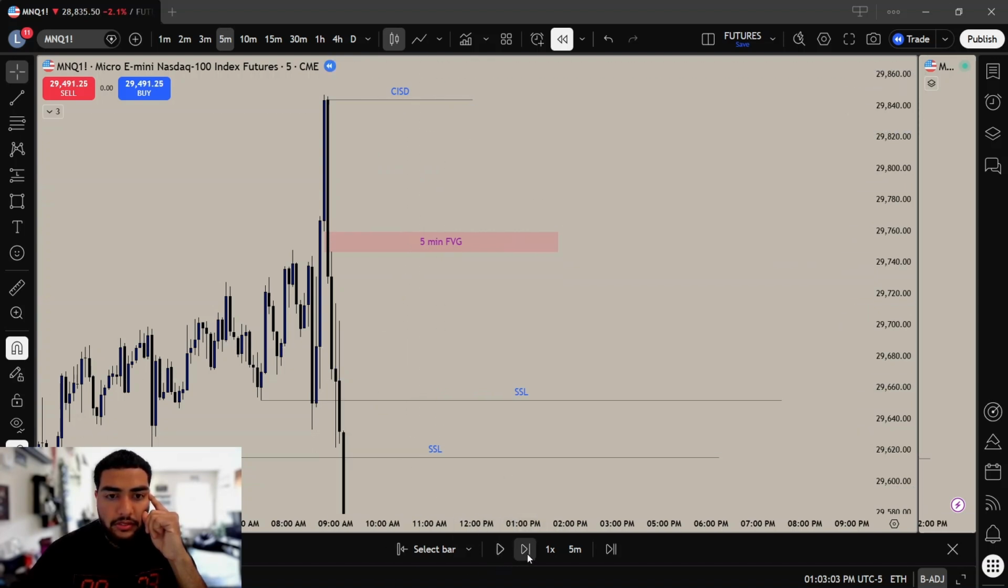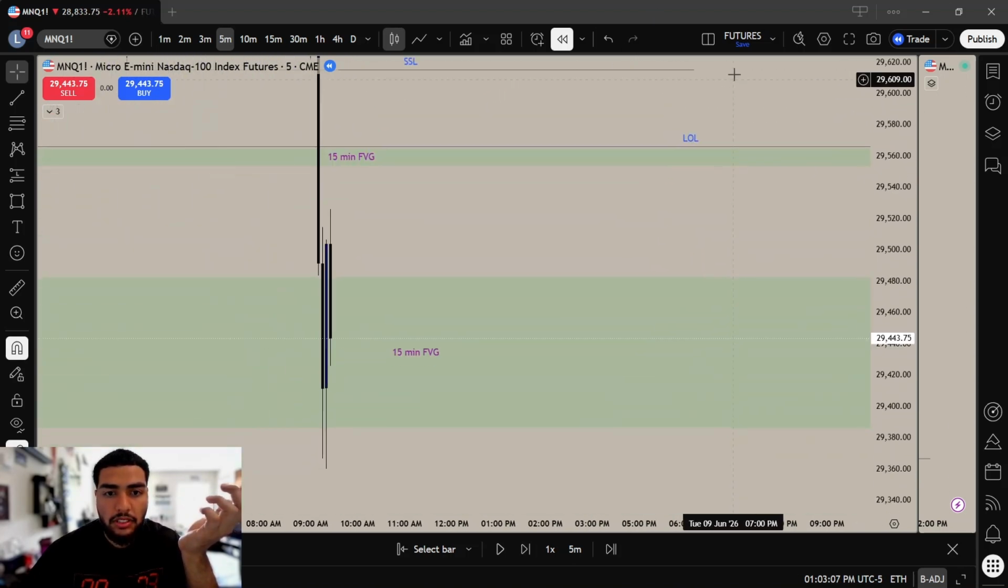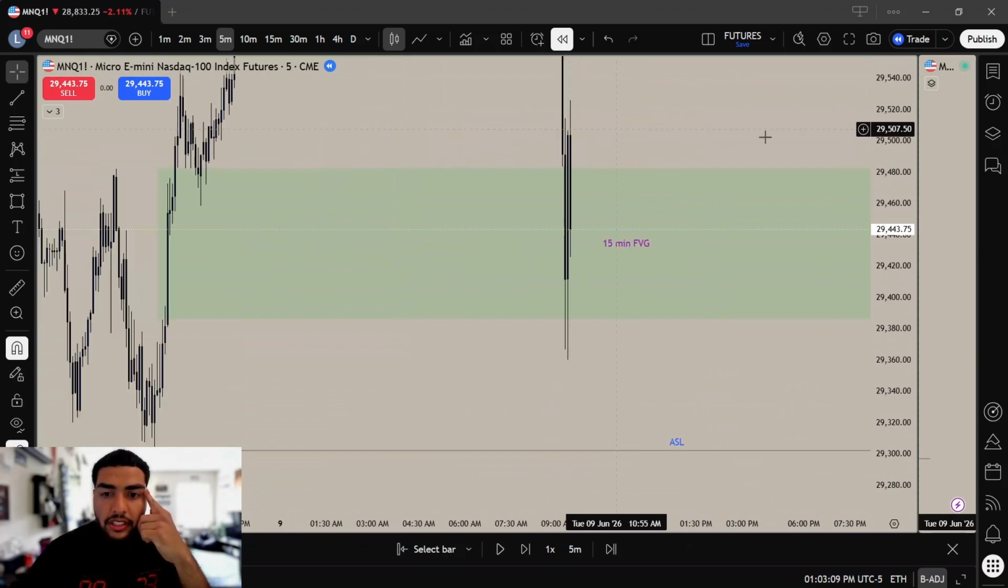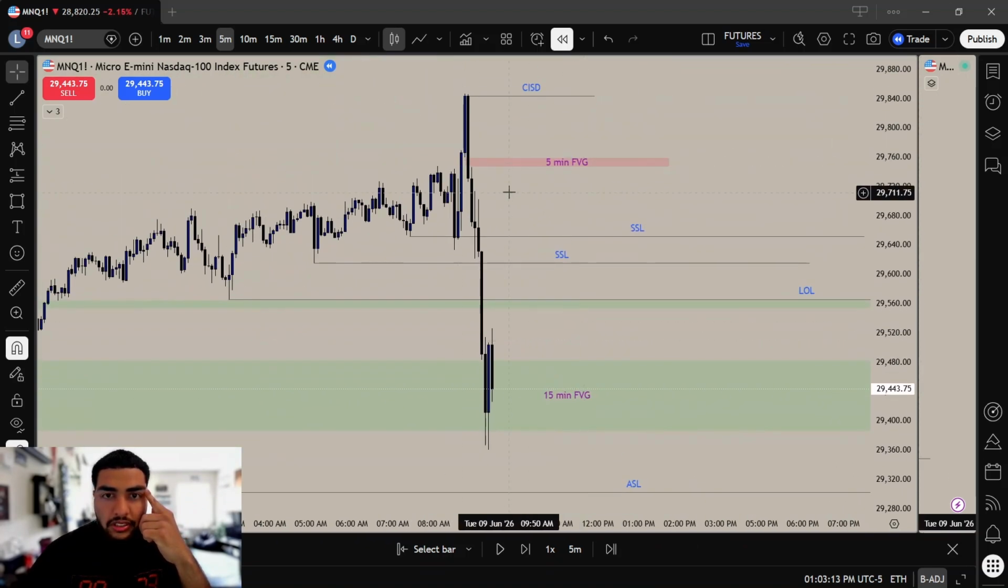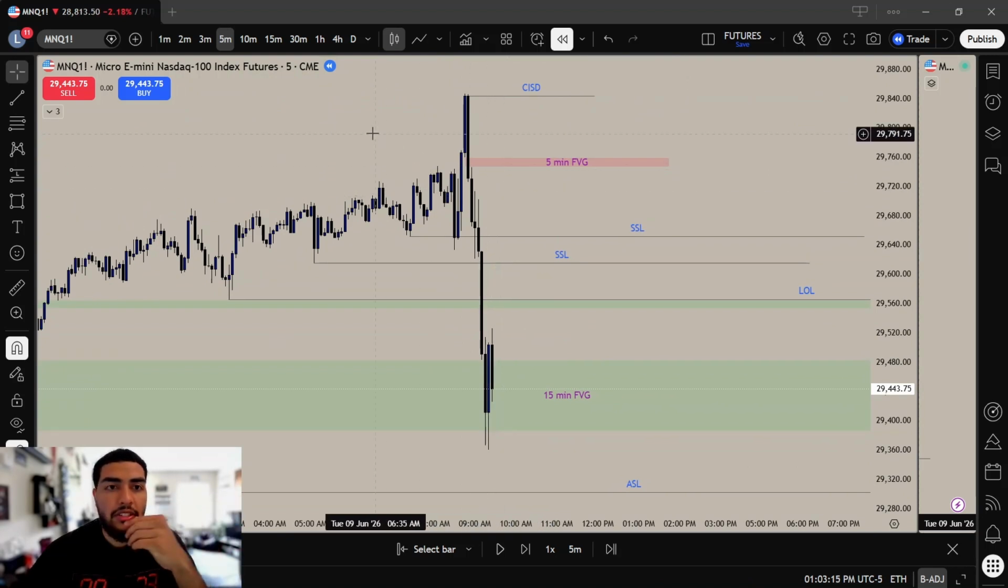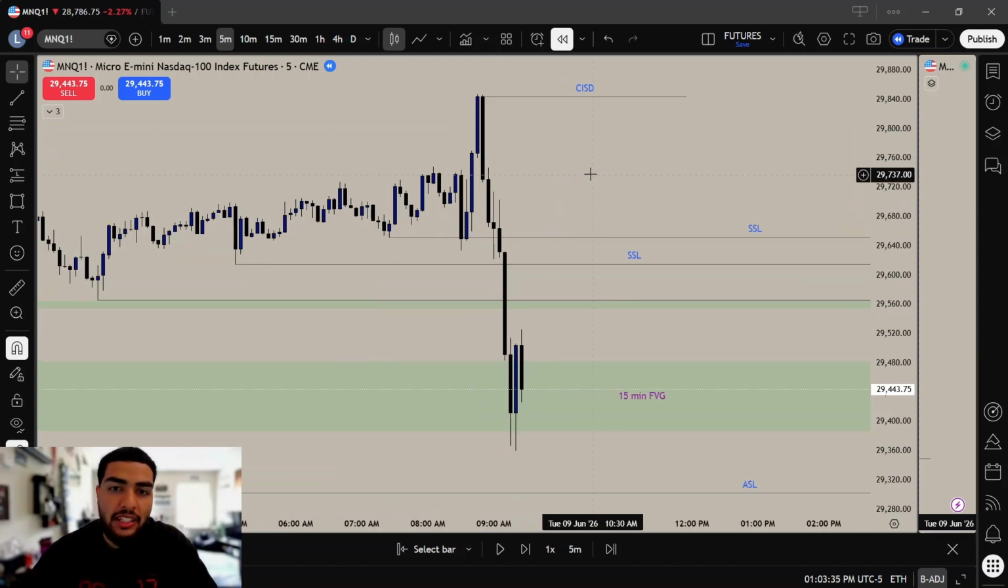Actually, let's just do this. Doesn't happen. Keeps going lower. Takes out all this sell side liquidity down here. Continues to go lower. Can we get an entry? Could we have gotten an entry for the short?